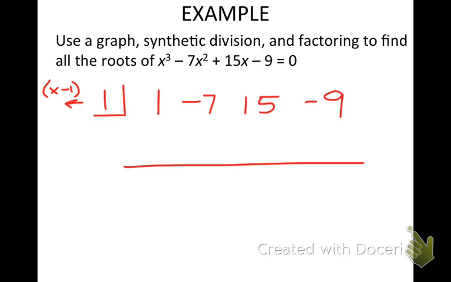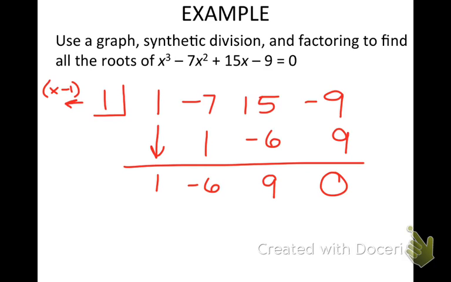Now let's go ahead and find the rest. How do we do synthetic division? What do we do first? Bring down this first 1. 1 times 1 is 1. What do I do with the negative 7 and the 1? Adding, so I get negative 6. Multiplying gets us negative 6. Adding gets us 9. Multiplying gets us 9. Adding gets us 0.